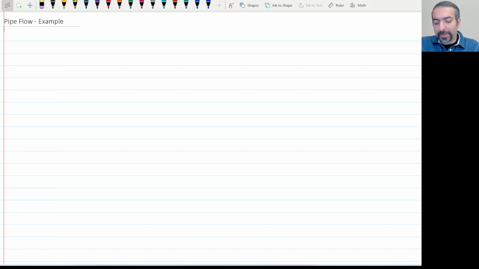So the problem is we have a pipe system. Let's assume it's like this, right? It starts from here, goes up, straight, again goes up, straight, and then there's a valve here. And then it goes down and out. All right. And basically the question is to calculate the head needed to achieve a specific volume flow rate.